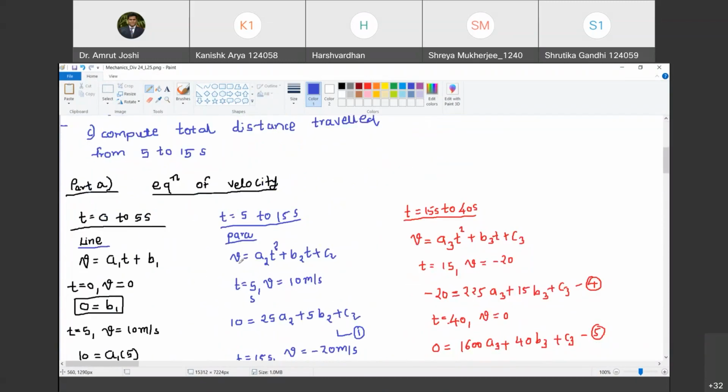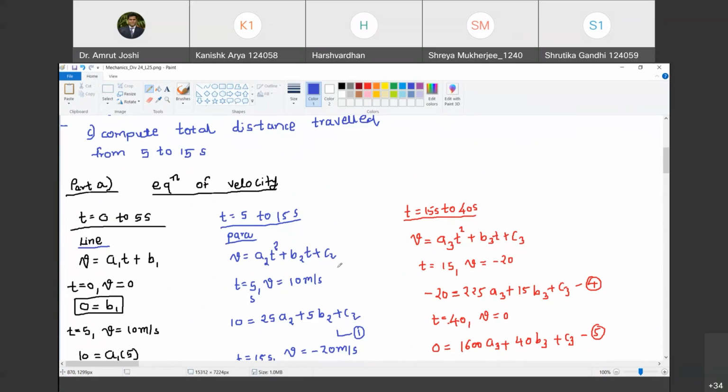So we have the equation y equal to ax square plus bx plus c. This is the general equation of a parabola. Here, on x we have time, and on y we have velocity. So v is equal to a2 t square plus b2 t plus c2, where a2, b2 and c2 are constants to be determined.